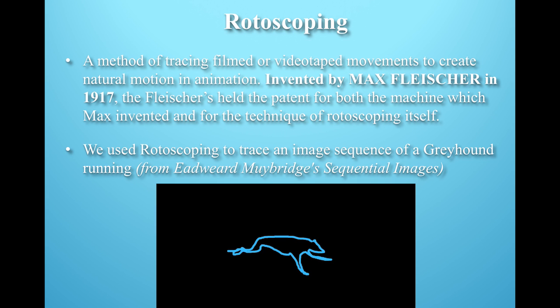Rotoscoping is a method of tracing filmed or videotaped movements to create natural motion in animation. It was invented by Max Fleischer in 1917. The Fleischers held the patent for both the machine, which Max invented, and for the technique of rotoscoping itself. We used rotoscoping to trace an image sequence of a greyhound running from Eadweard Muybridge's sequential images.